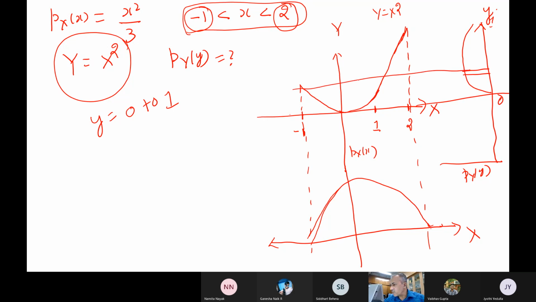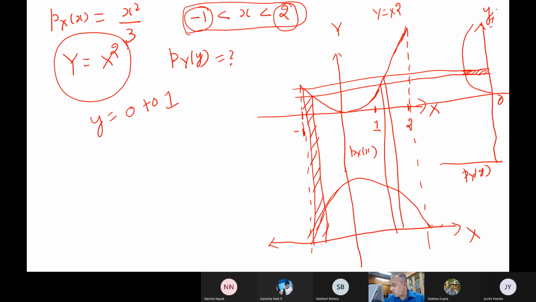And now if I try to draw here, what is happening in this region when X lies from -1 to 1? This area I have to find out. So P_Y of Y is what I'm interested in. I'm projecting this onto the map and then projecting onto the probability function. So P_Y of Y, when X is from -1 to 1, how many areas do you have to add? It is projecting to how many areas?